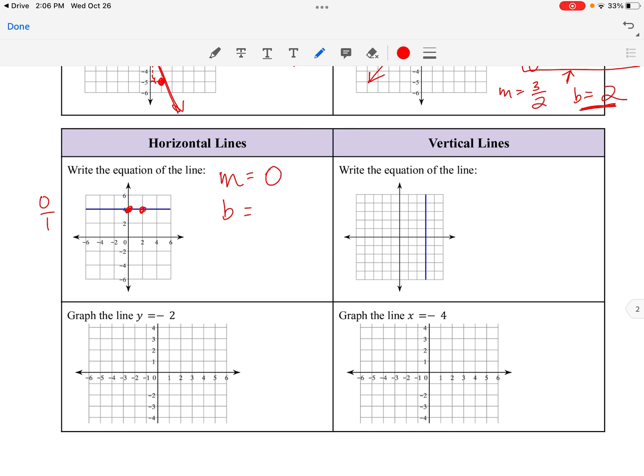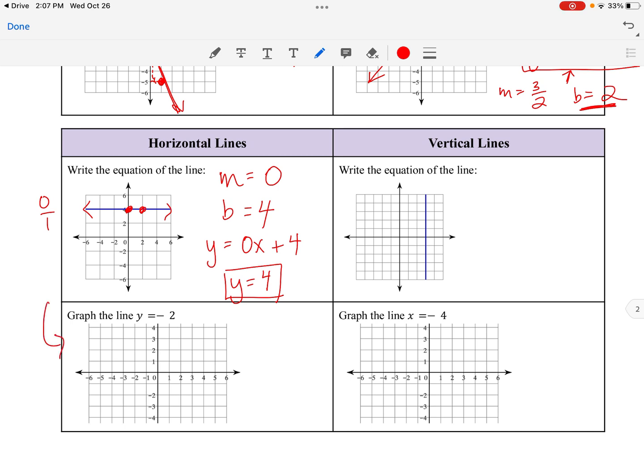Y-intercept, here the scale of our graph is different. Each block equals 2, so the y-intercept is actually 4. Now I can plug that into my equation. Y equals 0x plus 4, slope-intercept form. 0x is just going to cancel, so I'm going to write this as y equals 4. So horizontal lines are always y equals lines.